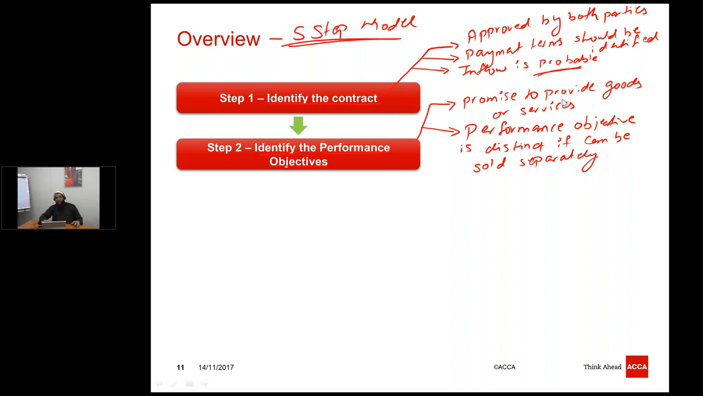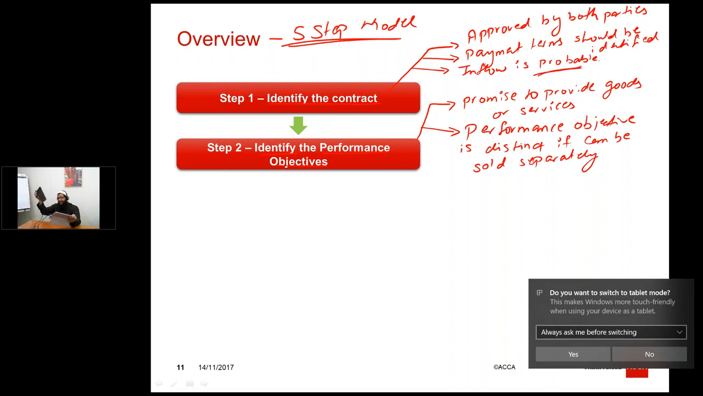Okay, so now step 2 is to identify the performance objectives, where we are identifying the number of distinct goods that can be sold separately. For example, the tablet and the pen can be sold separately. These are distinct. The tablet and the keyboard, they can be sold separately, 2 objectives. They cannot be sold separately, 1 objective.